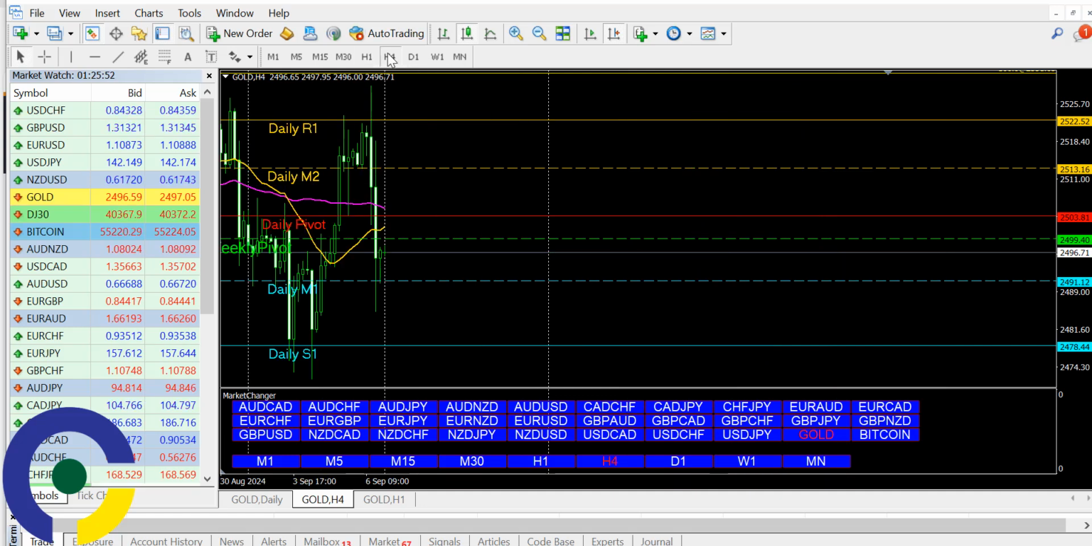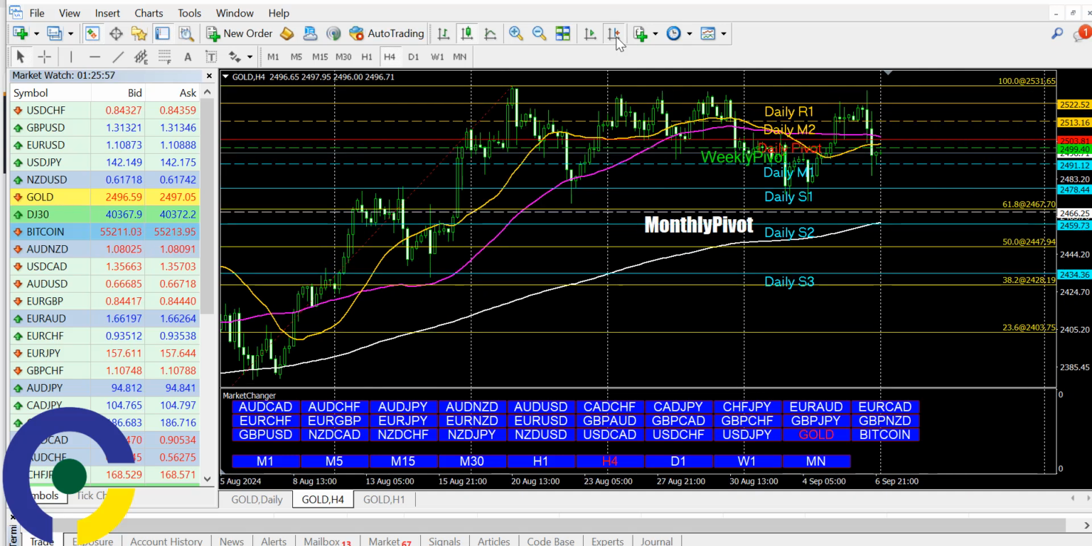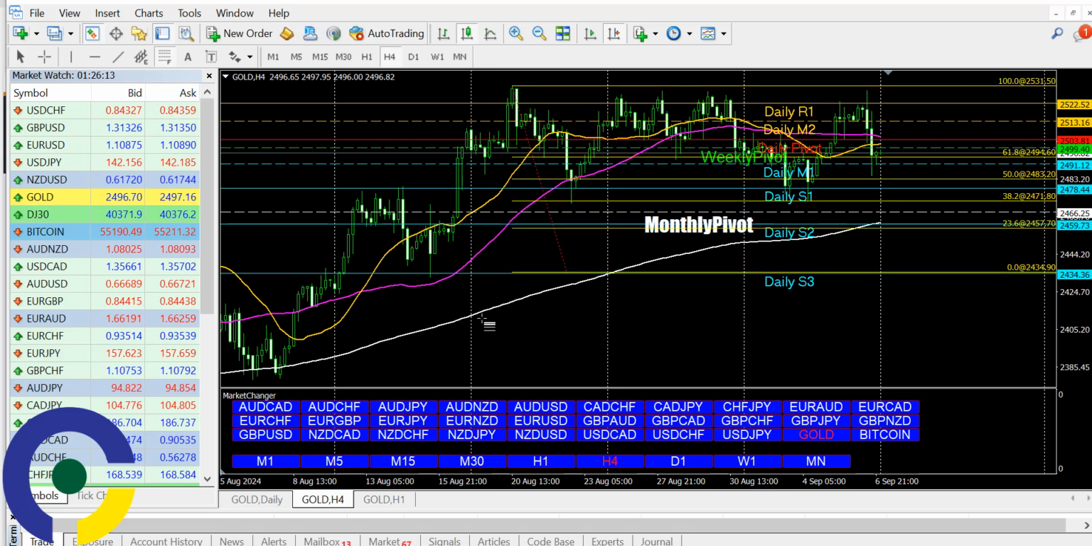So let's check 4 hours first. On 4 hours, gold is still bullish, no doubt. Let's bring in this. So on 4 hours, we are still bullish, and we can still work with this. Yes, we can still work with that.